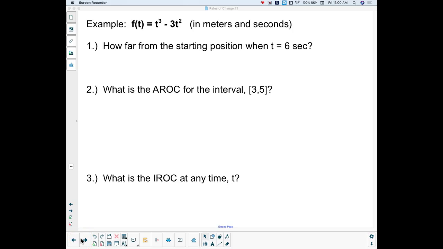Alright. Let's do this one. Okay. T cubed minus 3t squared. That's our function. And then we've got, I think there's 6 questions that I want to answer. 3 on this slide. I want to put 3 on the next one.